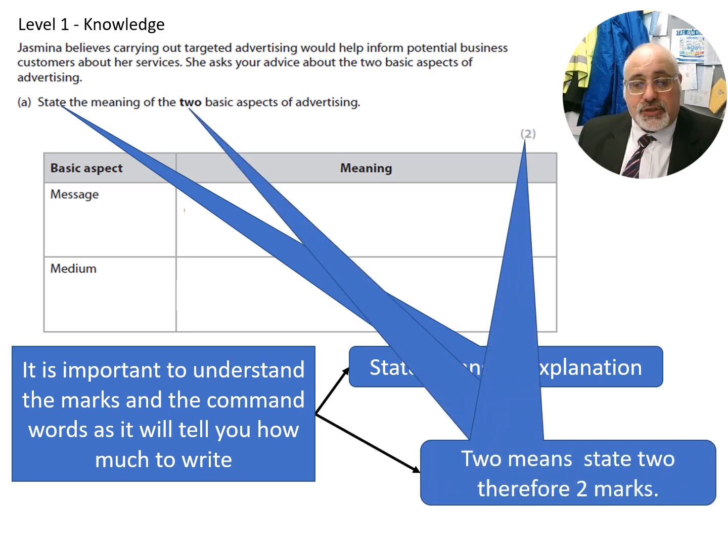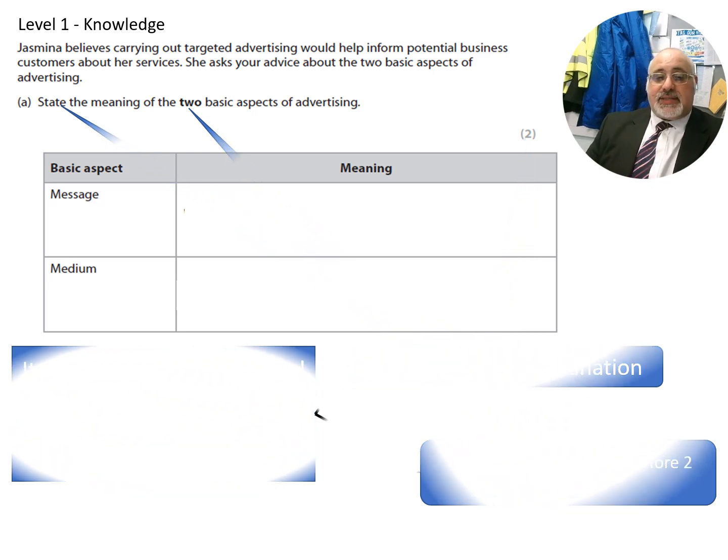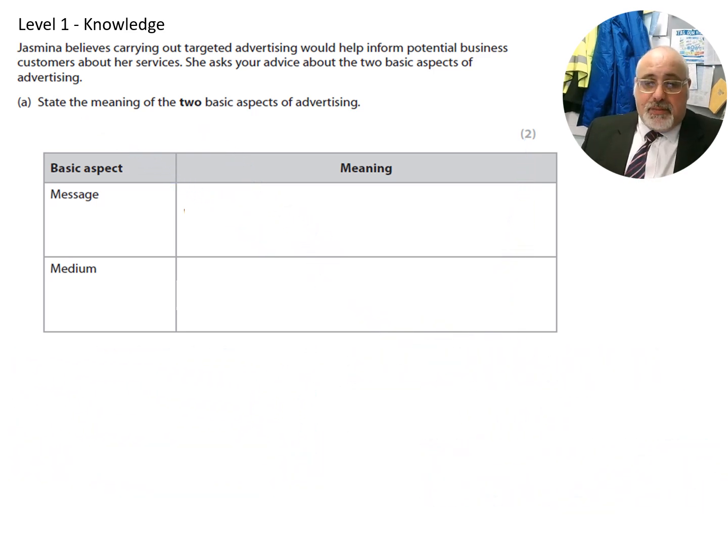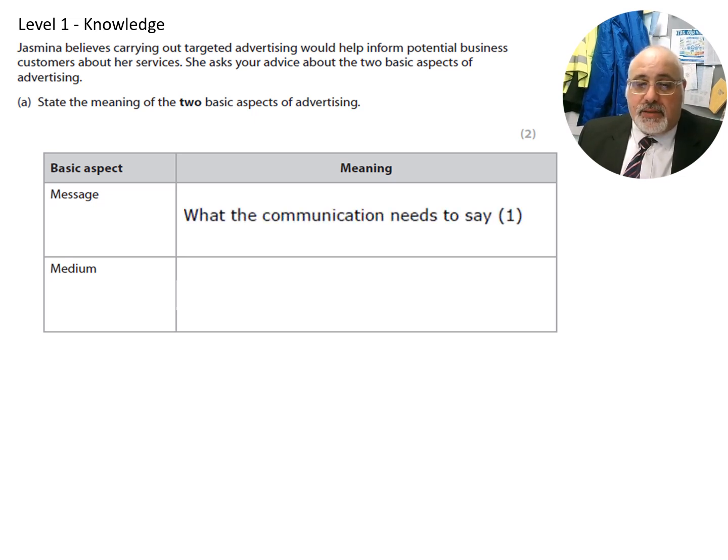The question asks you for 2, which means with 2 marks for the question, it's 1 mark for each aspect. Now you'll see the table there. It says the basic aspects of advertising. What does the message mean? What does the medium mean? Now the message means what the communication needs to say. That's from the exam board and the mark scheme. As you can see, it's a 1 sentence answer. And it's similar for the medium: how to get the message across. 1 simple sentence will give the 2 marks.